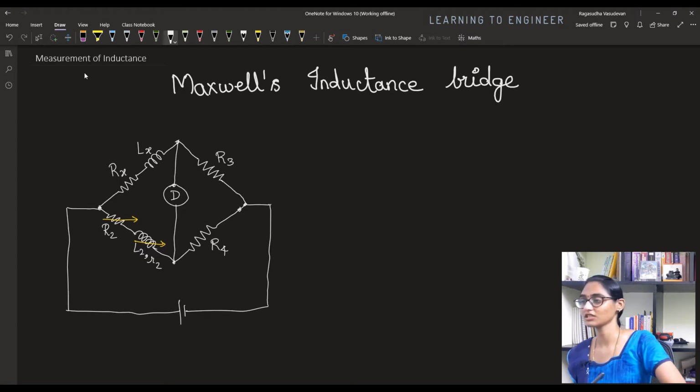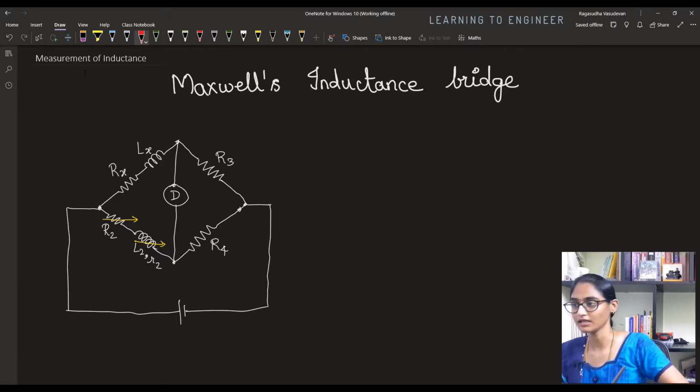We are going to measure the unknown resistance by this bridge. The unknown resistance and unknown inductance will be placed in the first arm. In the second arm, we have a known and adjustable resistance. Also, we have a known and adjustable inductance over here. Then we have this resistance R3 and R4, which are in these two arms. They are standard resistors used for balancing this bridge.